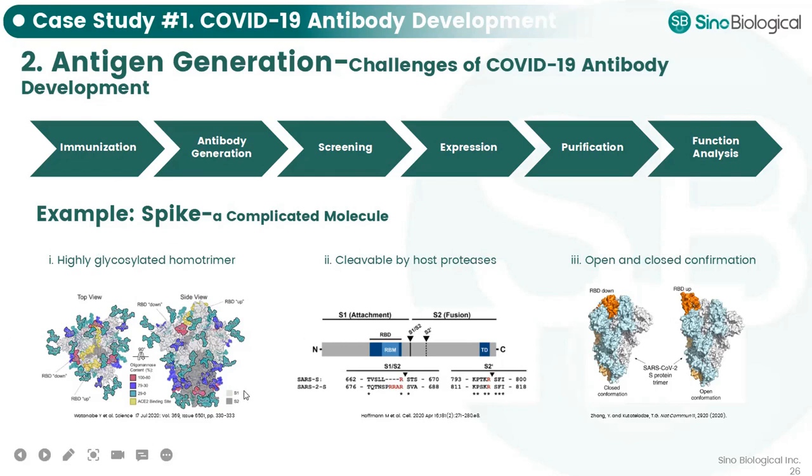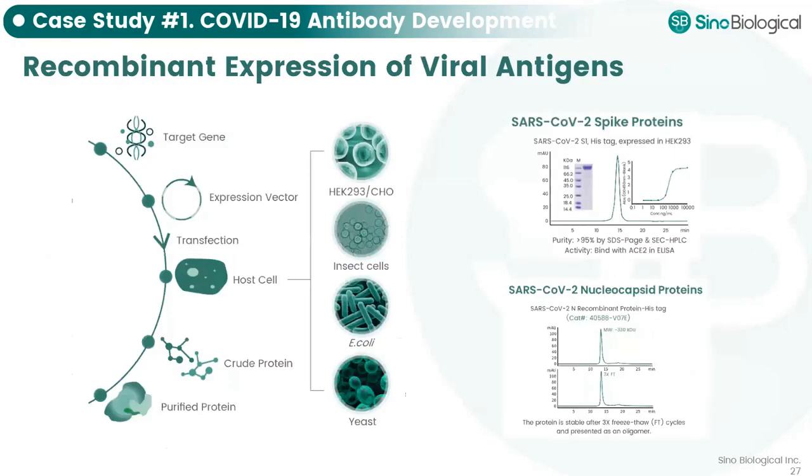And the spike is a highly glycosylated homotrimer. It can be cleaved by host protease, and it has open and closed conformations. So for the spike protein, we chose HEK293 cells, the insect cells, to express these particular proteins. And for the nucleocapsid proteins, the N proteins, we use the E. coli system or the insect system for these particular antigens.